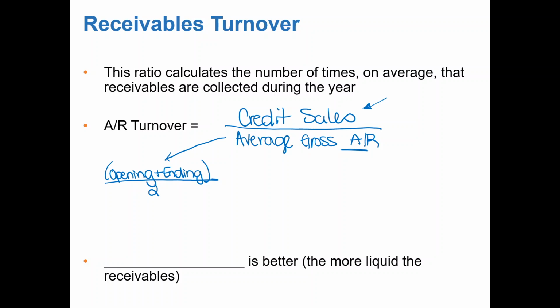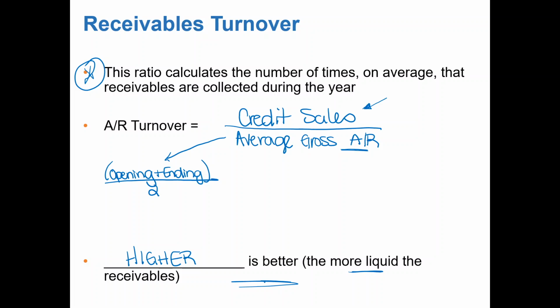Okay, so now if we know that this ratio is calculating the number of times that receivables are collected during the year, what is better, higher or lower? Right, higher is better. You obviously want to collect these or turn your accounts receivable over as many times as you can in the year. So higher is better, and it means that it's more liquid. So you're converting it into cash more quickly.